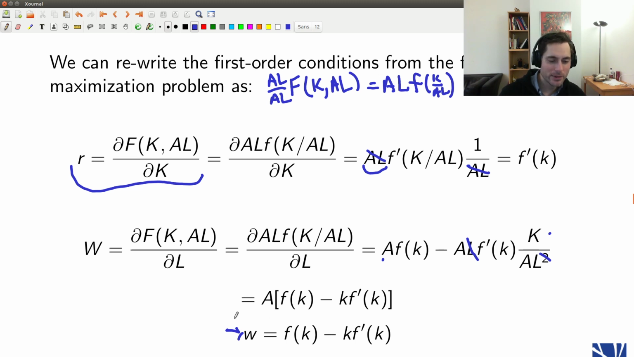All right, so this looks a little bit complicated, but let me just informally say what this says. What is the return to workers? It's going to be total production minus the return to capital times the amount of capital used in production. That's slightly informal because this is all written in terms of things per unit of human capital, but that's how you can understand this equation.